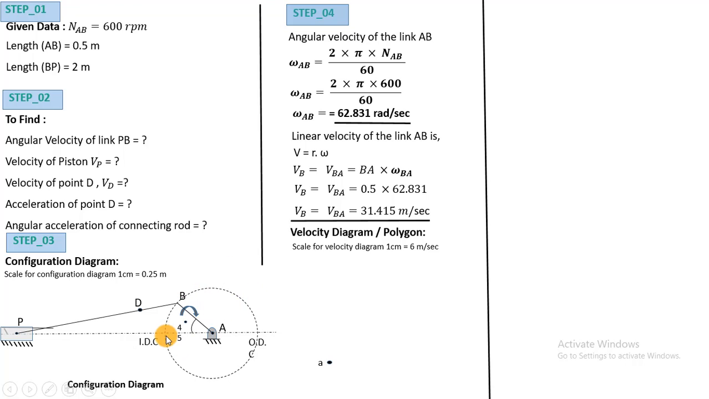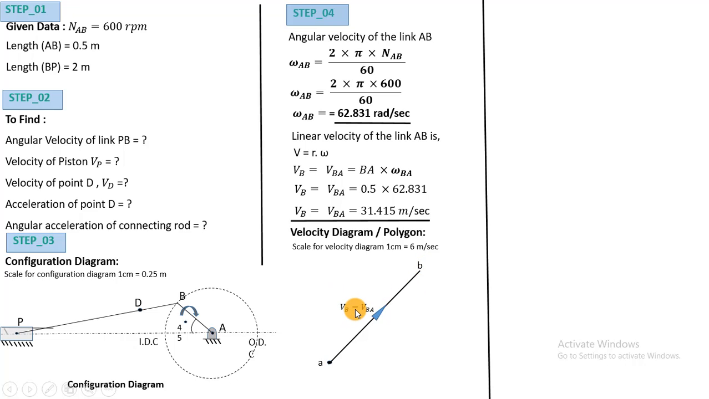So let's draw the velocity vector for the link AB according to this scale. VB is 31.415 meter per second. Draw the perpendicular to the link AB. Here we have drawn the velocity vector of the link AB, which represents the linear velocity of point B with respect to A. This point is b, and it represents the velocity of point B, or we can say it is VBA, which means the velocity of point B observed from A. But as the point A is fixed, we can write it as only VB.